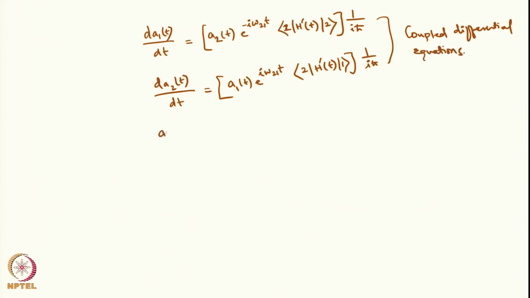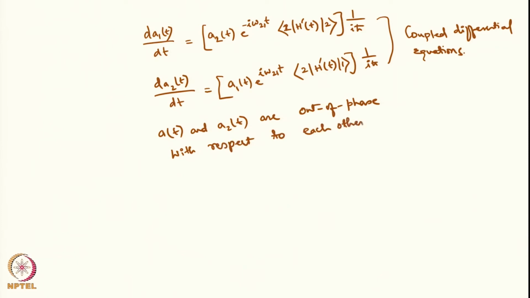And such that A1 of t and A2 of t are out of phase with respect to each other. Okay. Now, of course, it is kind of difficult to solve, but we will make an attempt. Now, let us assume there are two states, 1 and 2, with energies E1 and E2.